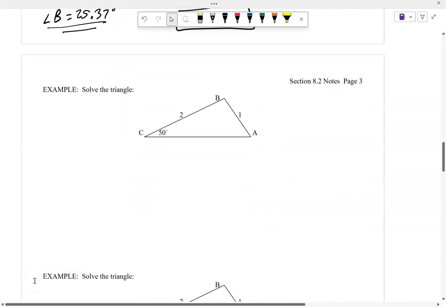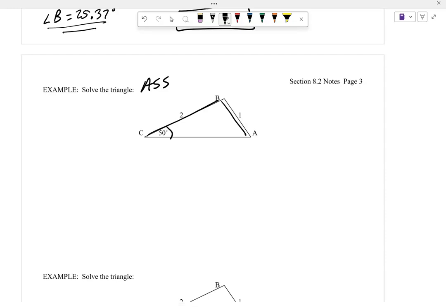All right, this next one. So let's look at it. Again, we have an angle, side, side. So another pain in the ASS. So it could be one solution, it could be two solutions, or it could be no solution. Okay, so let's walk through the possibilities. This would be lowercase b, this would be lowercase c, this would be lowercase a.